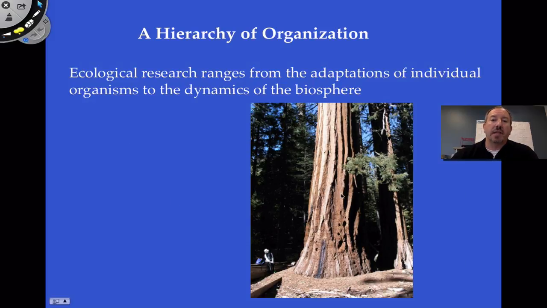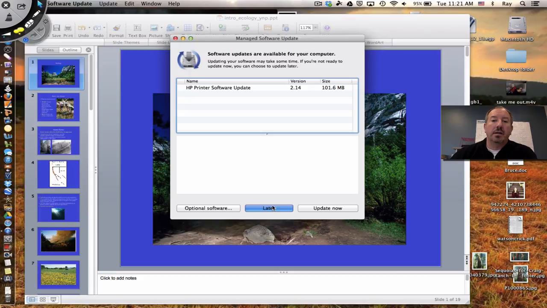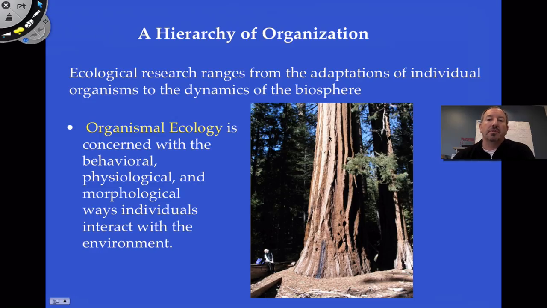So the very beginning step of this is the organism. For example, here's the giant sequoia tree. It ranges from studying individuals, for example, the physiology of the tree or the morphology, the structure of it and how it's adapted to its particular environment, meaning what phenotypic traits it has that enable it to survive in this particular area. And sometimes, when you're looking at behavior, it's a little weird to think of plants as having behavior. Normally we think of animals.